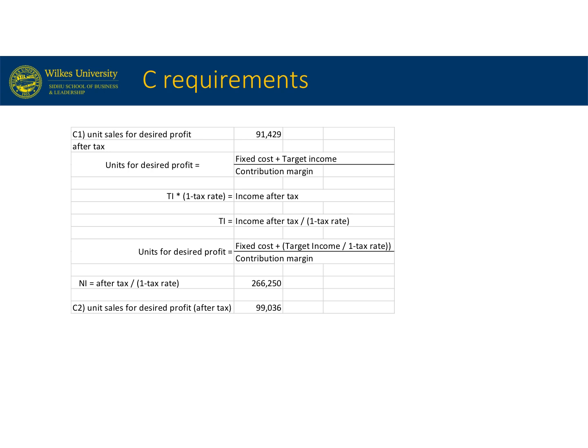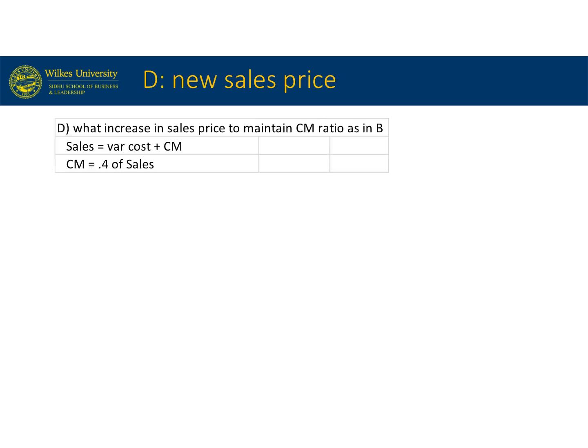Knowing that information, we can do Part C. C is the unit sales for the desired profit without regard to tax. Then we will deal with the after-tax algebra as on the last slide. And we'll find the unit sales for the desired profit after tax is 99,036 units.